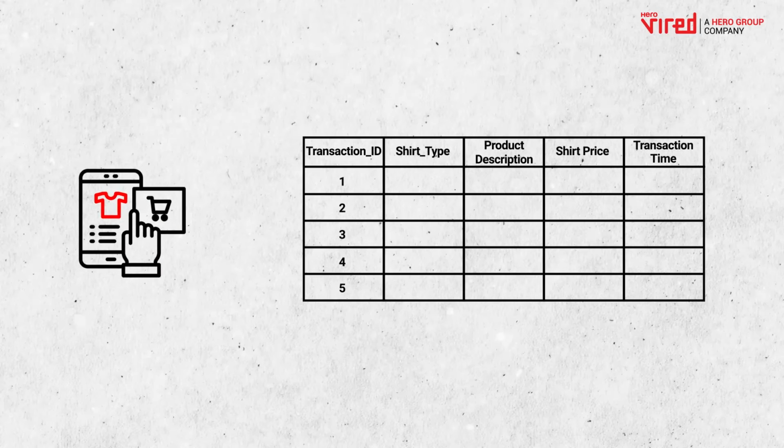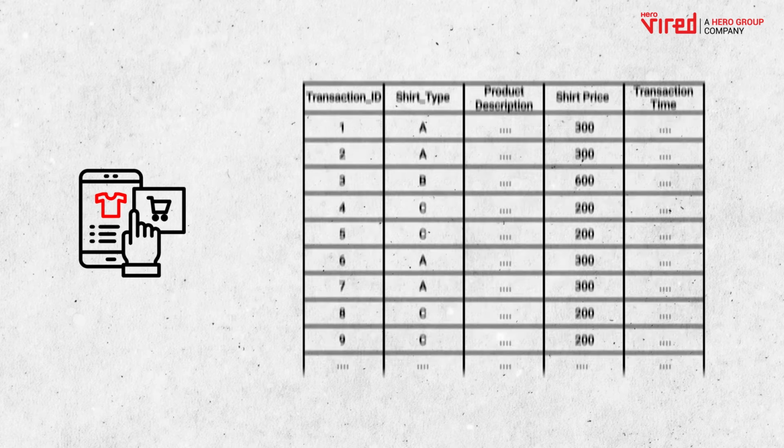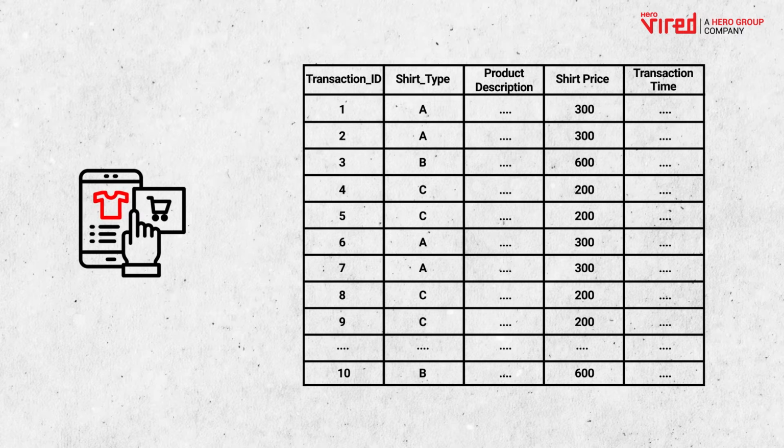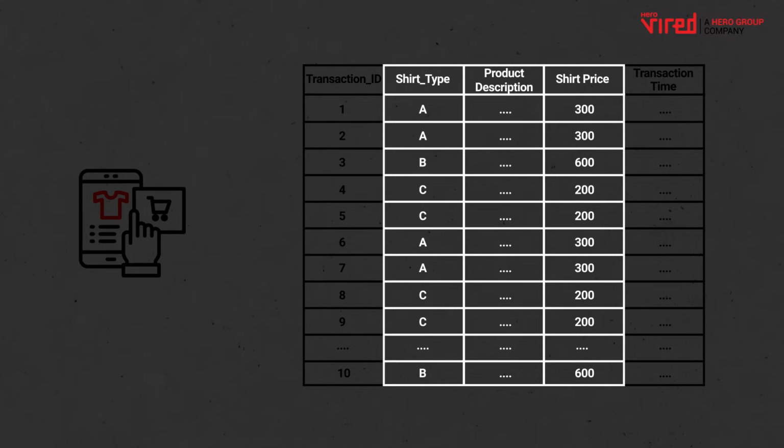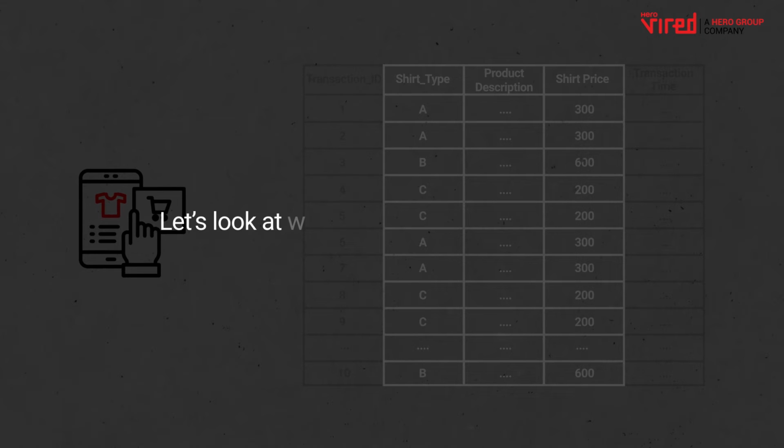Now let's look at this table once there are some transactions whose data has been stored in it. This is how the data for some of the transactions will look. Once more transactions are done, this is how the data will look. Now, if you look at this table carefully, you will notice that there is data redundancy if we store data in this way. Let's look at what this data redundancy is.